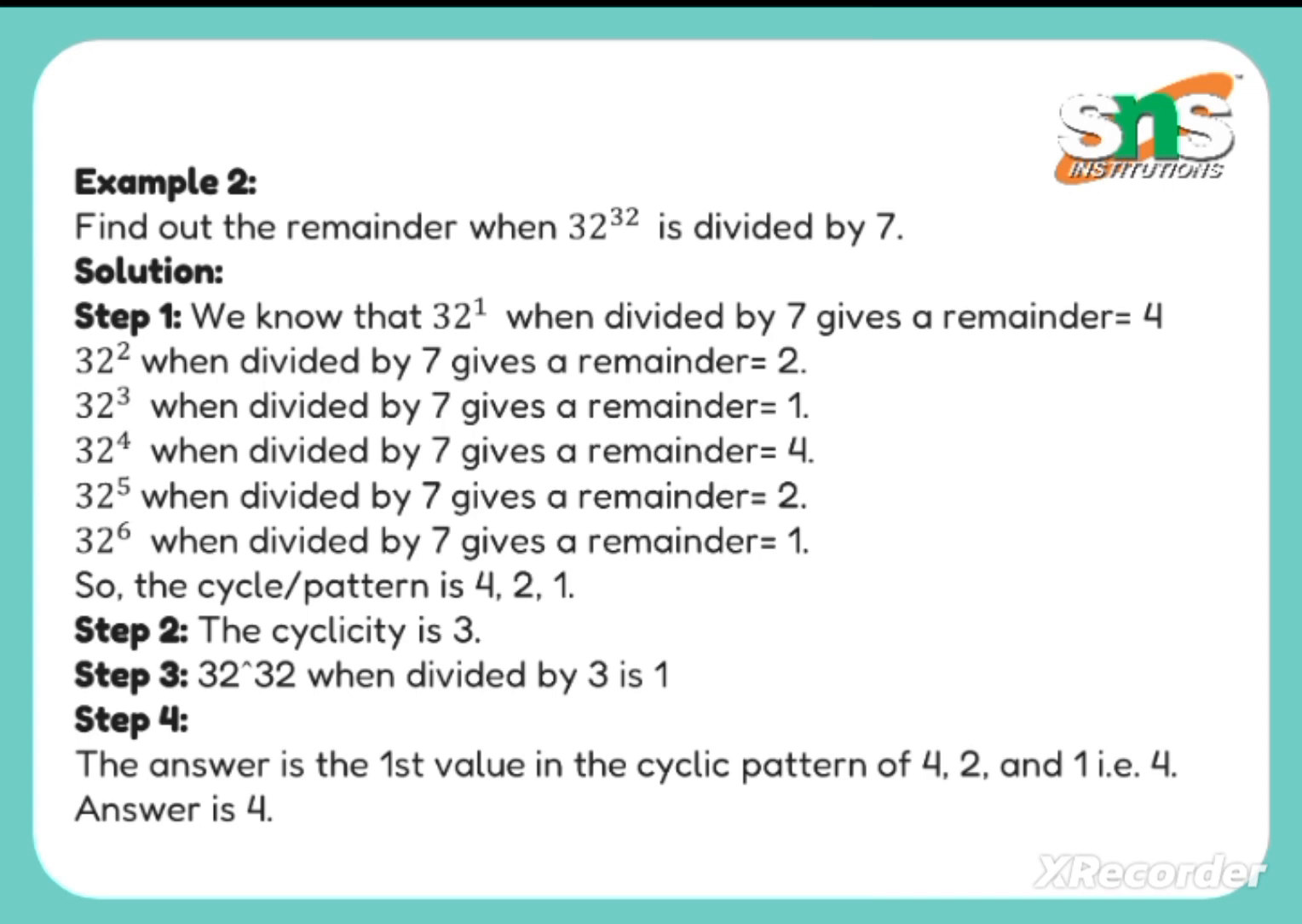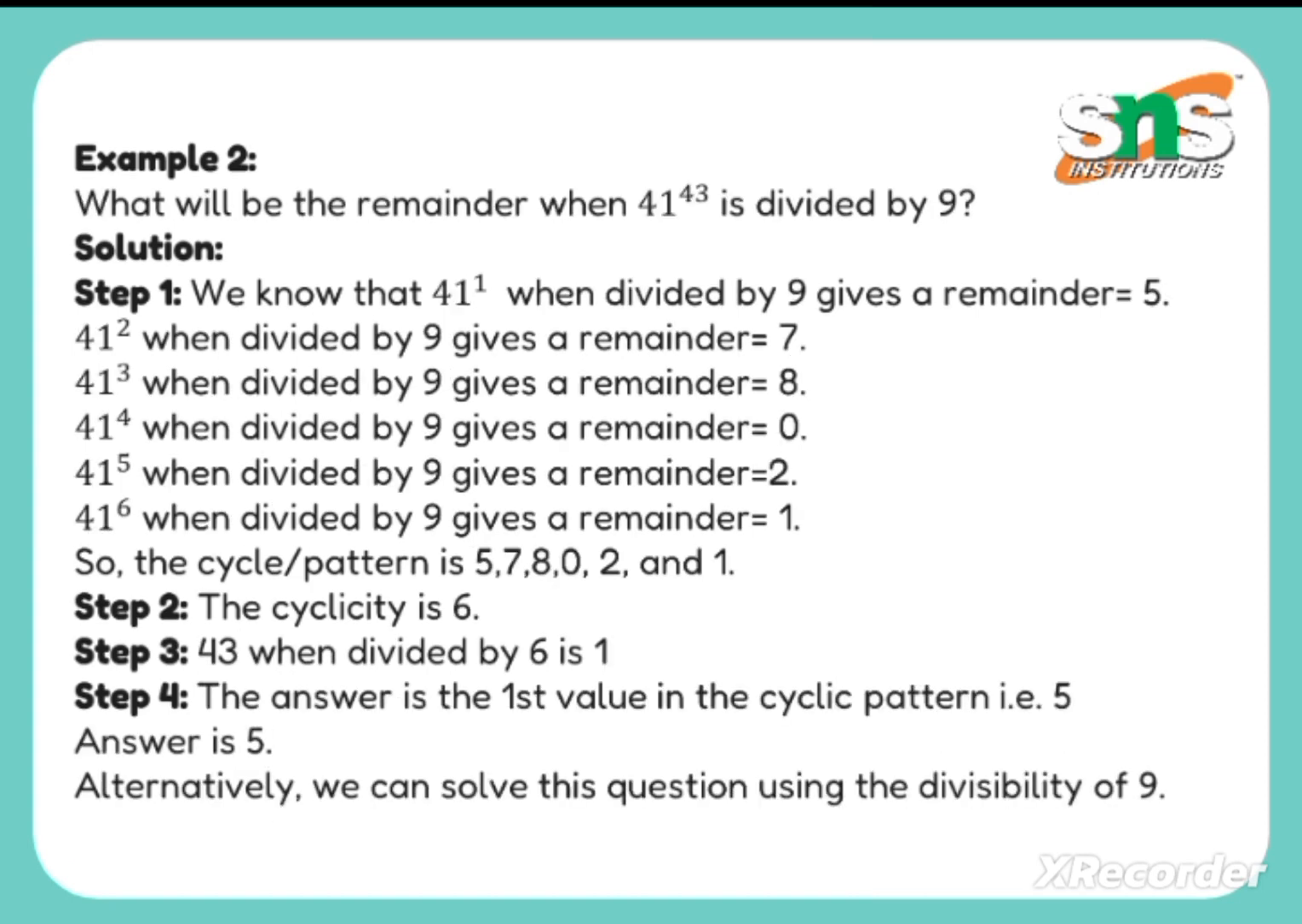Next, 32 to the power of 4 will give you 4, then 2 and finally 1. Here the cycle or the pattern is 4, 2, 1, 4, 2, 1, 4, 2, 1. The cyclicity is 3. So when you divide the power 32 by 3, the remainder is 2, so the answer is the second value in the cycle. Wait, as given, the first value is 4. So the remainder is going to be 4. Make sure you understand the concept very nicely.